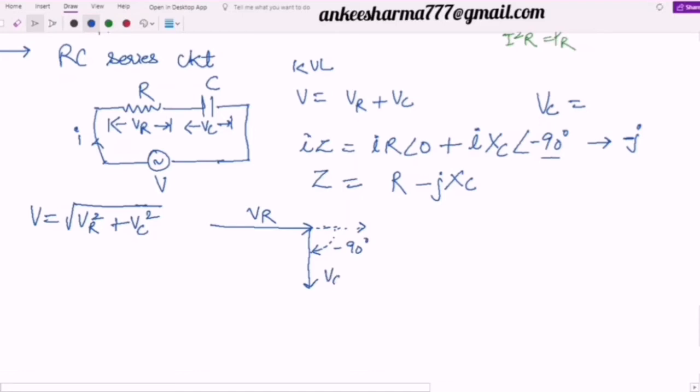So this is your VC and definitely the resultant will be this one, which is again giving me an angle in the clockwise direction. So this theta will now be considered in minus terms because it is moving in the clockwise direction. So this is total V and it is called your voltage triangle.